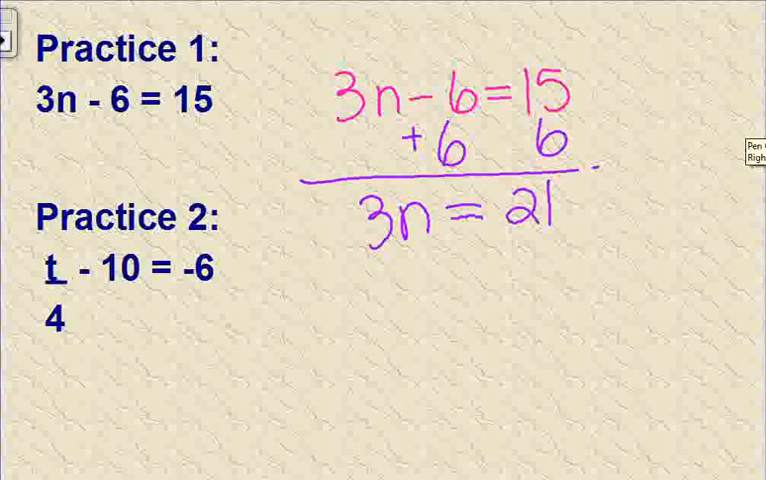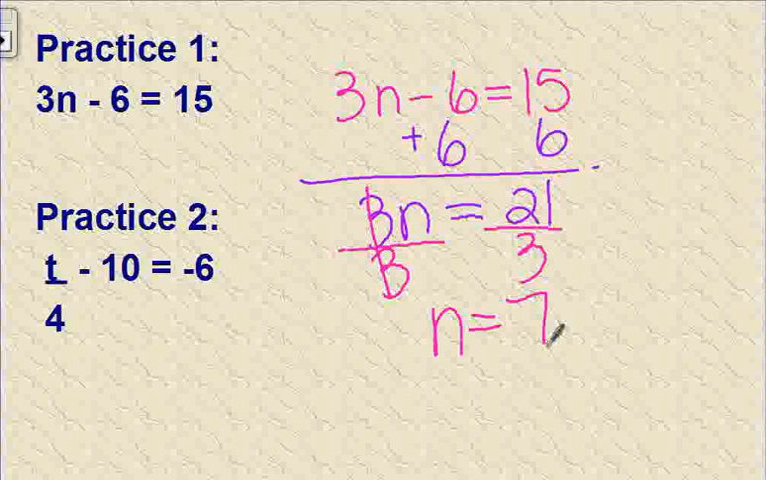3 is bugging n by multiplying. The inverse operation is to divide. I now know that n is equal to 7. I can go back and check n equals 7 in my notes. 7 times 3 is 21. 21 minus 6 is 15. Double check your work to see that you got the same answer.